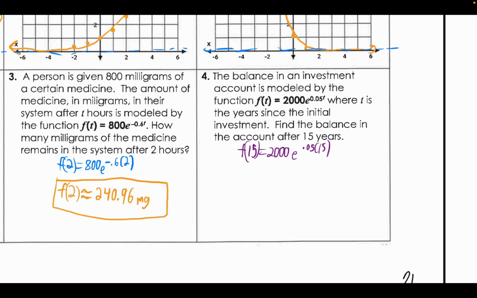And I'm just going to let my calculator do the heavy lifting here for me and say f of 15 is approximately, and we're definitely going to do 2 decimals for this one because money, 2 decimals is the pennies spot. So $4,234.00 is what this approximates to.